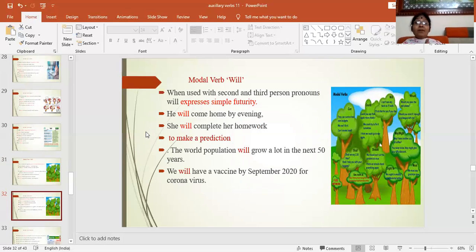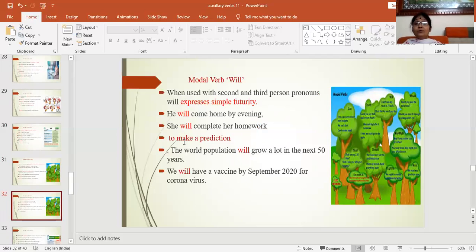We use our modal verb will with second and third person pronouns to express simple futurity. For example, he will come home by evening. She will complete her homework. So simple futurity we are trying to express, right?